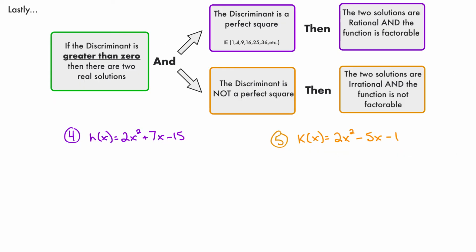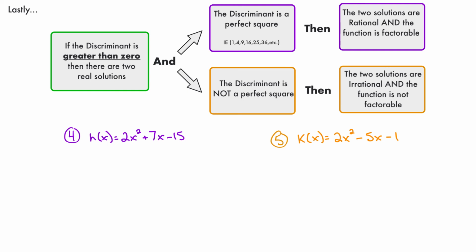There are additionally 2 subcategories to one of the previous categories. So I also did say that this determines if it's factorable. If the discriminant is greater than 0, meaning there's going to be 2 real solutions, I can also determine if the problem would be factorable or not. And here's how we do that.